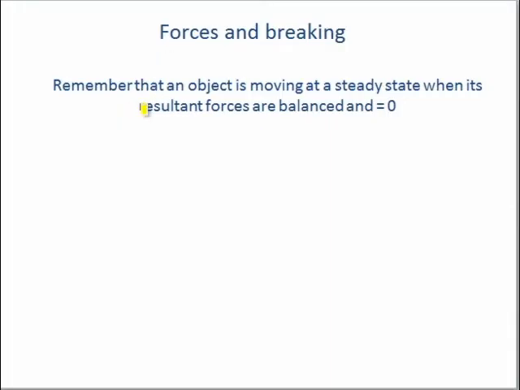And essentially, resultant force is the force that comes out when you add all of the different forces acting on an object together. So remember that when an object is moving at a steady state, so this could be when it's standing still, or when it's accelerating, so getting faster, or decelerating, so getting slower. All of its forces together, so its resultant forces, are balanced out and equal zero.